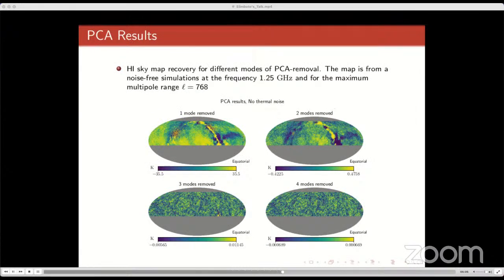So for the PCA result, as we apply one mode and remove it, you can see that contaminants are suppressed, but we then attain an almost perfect removal of contaminants after removing four modes by using PCA.